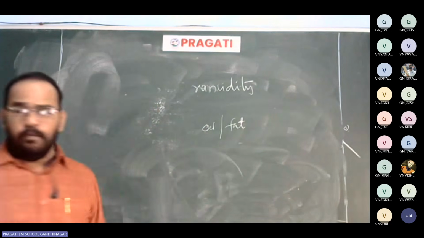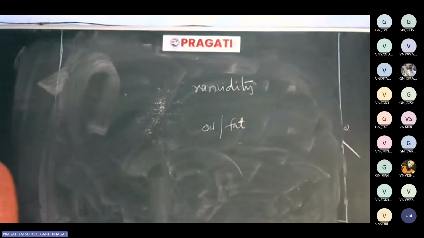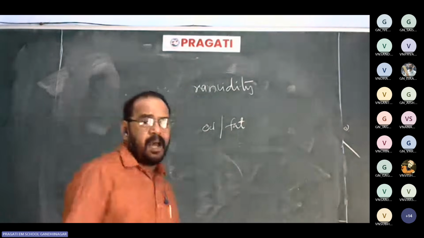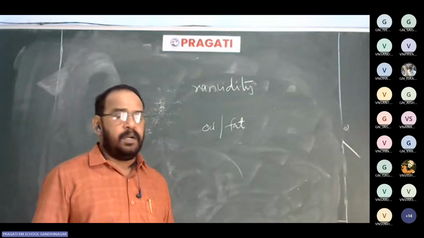So the taste and smell of food items will change because of the oxidation of oil and fat present in these food items. That is called what? Rancidity. Next, what happens if the food becomes rancid?